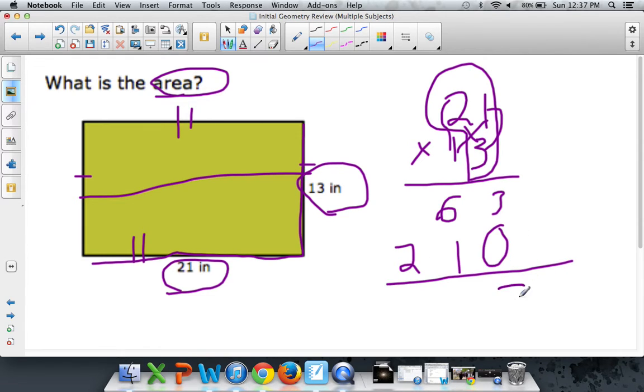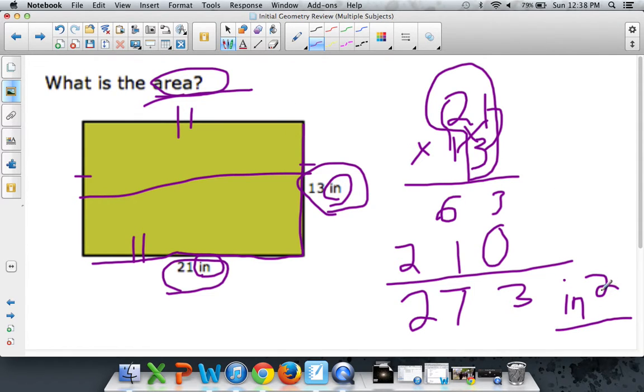3 plus 0 is 3. 6 plus 1 is 7. 2 plus nothing is 2. Final answer, 273 inches squared. The inches comes from right here because that's what we're dealing with. And when you're dealing with area, you want to make sure it's inches or something squared.